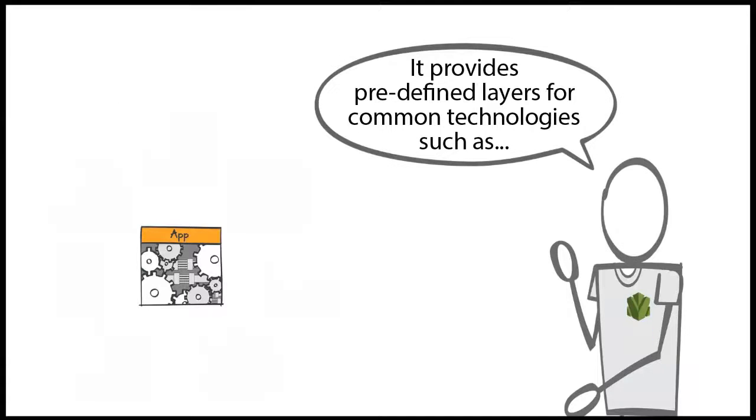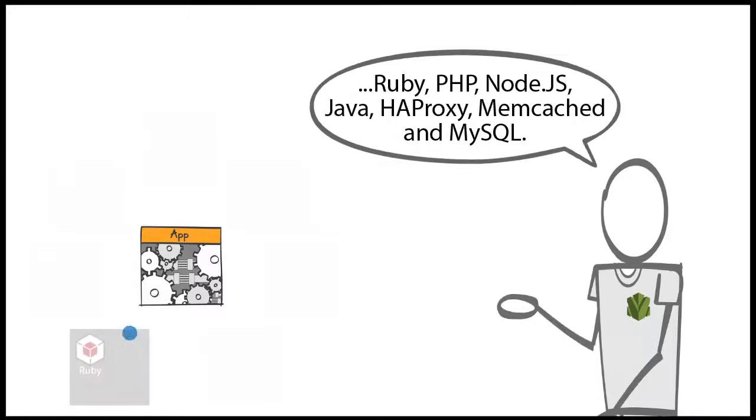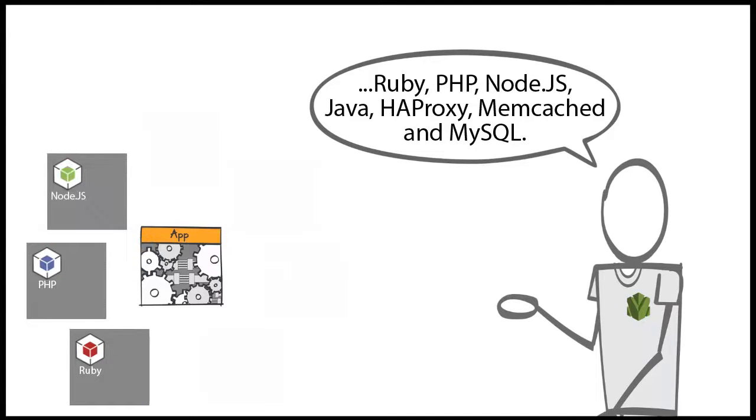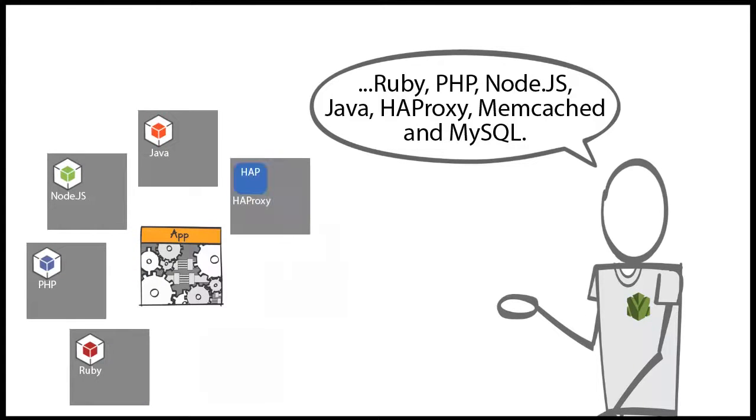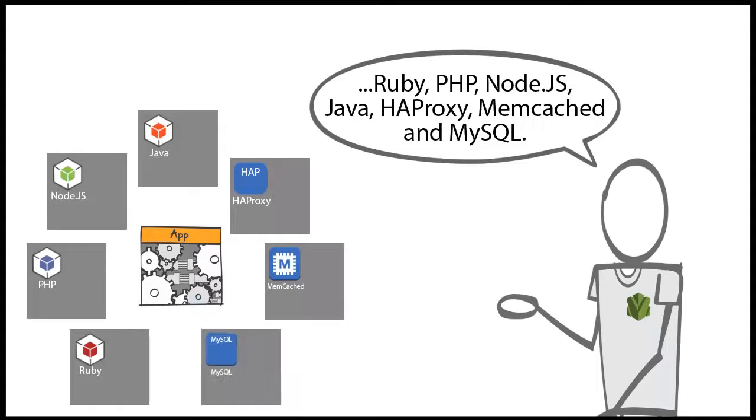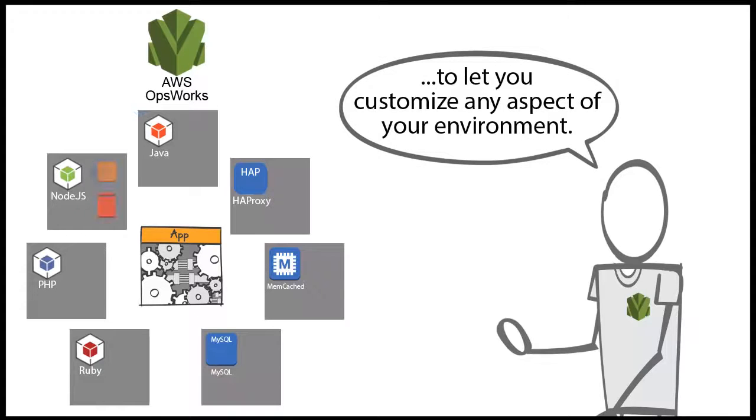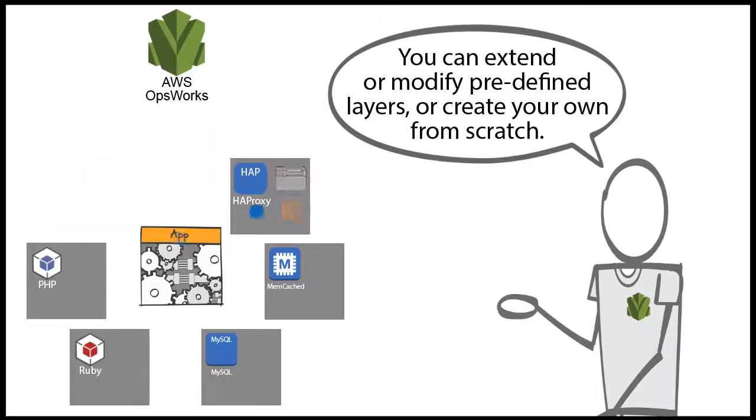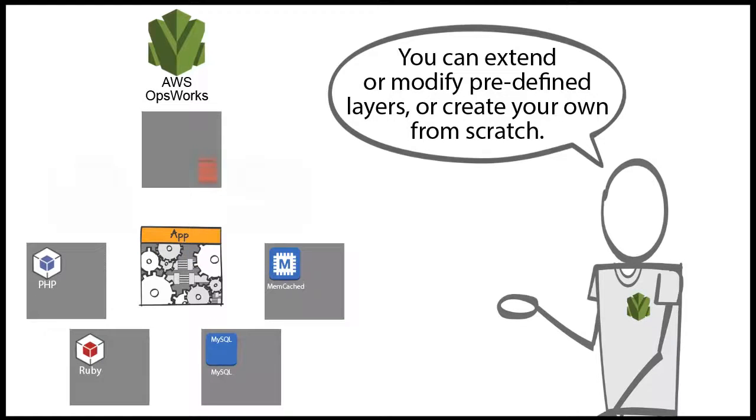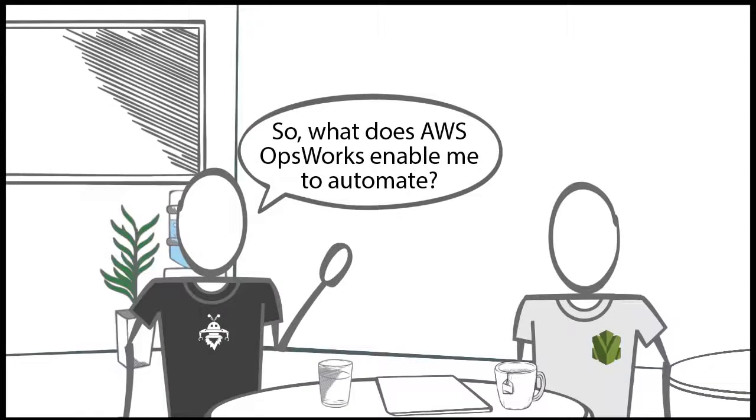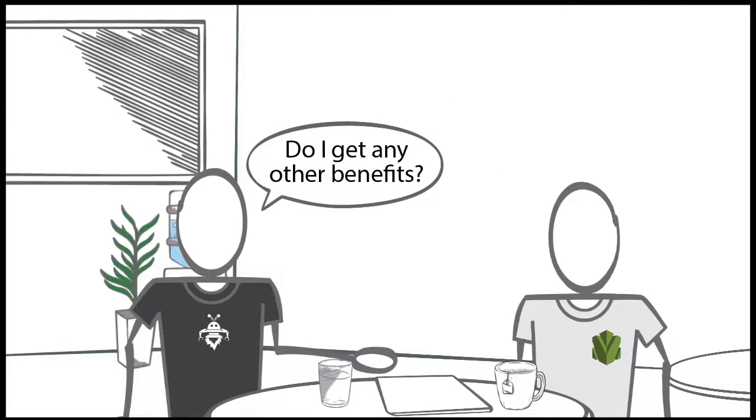It provides predefined layers for common technologies, such as Ruby, PHP, Node.js, Java, HAProxy, Memcached, and MySQL. AWS OpsWorks promotes conventions, but is flexible enough to let you customize any aspect of your environment. You can extend or modify predefined layers, or create your own from scratch. So, what does AWS OpsWorks enable me to automate? Do I get any other benefits?